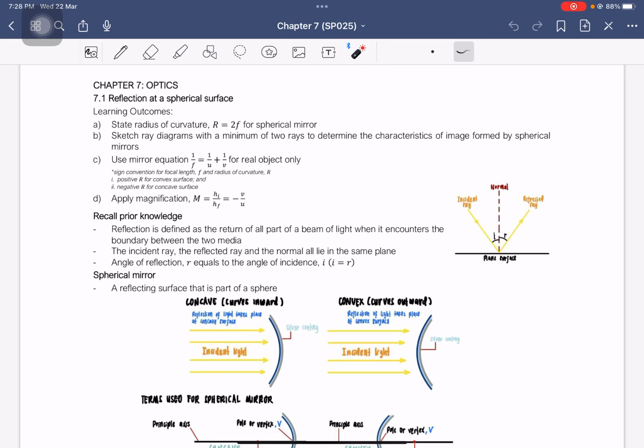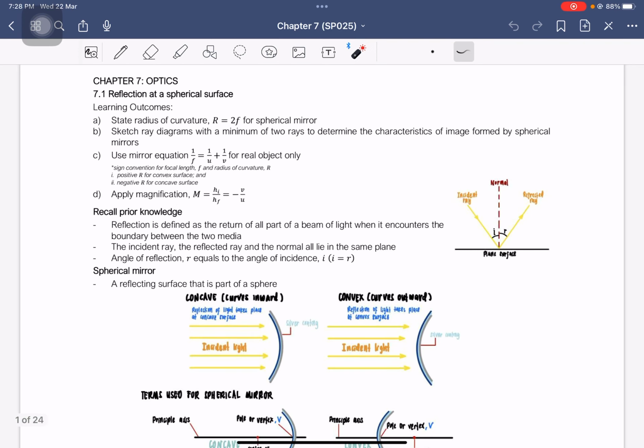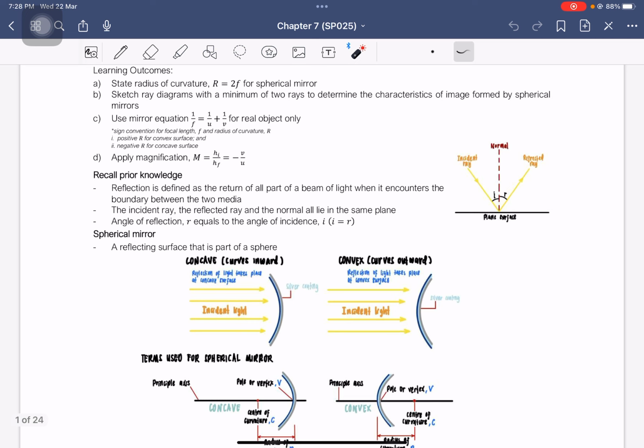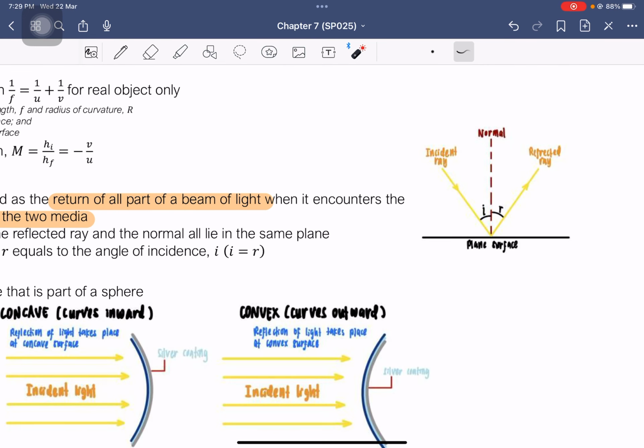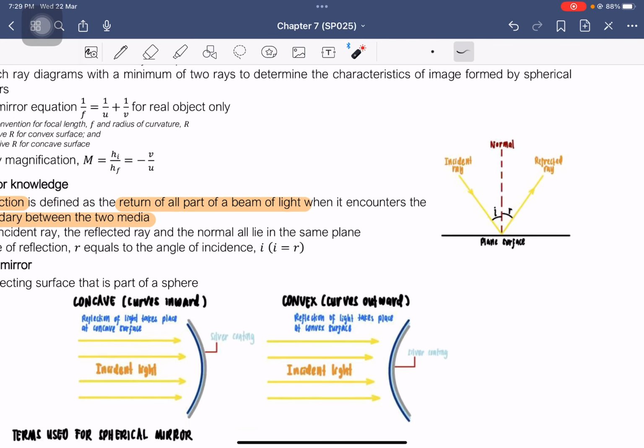Okay, so before we go on to the spherical mirror itself, we have to recall our prior knowledge, which is reflection. Reflection here is defined as the return of all or part of a beam of light when it encounters a boundary between two media. So basically, it is what we call pantulan cahaya. The angle between the incident ray and the reflected ray should be equal, and all three will lie in the same plane.